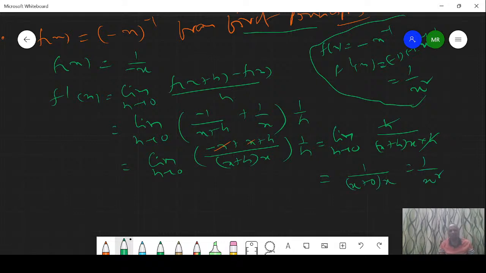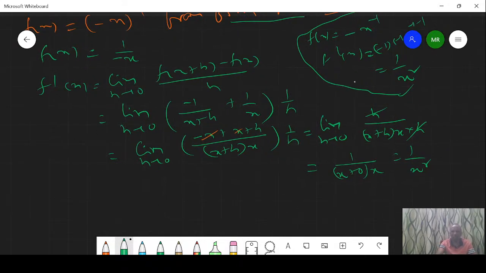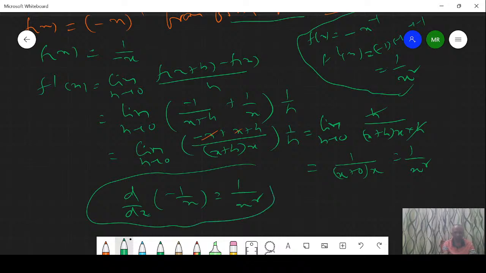So that means the derivative of minus 1 by x is 1 by x square. Because we have done here using the derivative of x power n, n into x power n minus 1, we got the same thing. Like that we can verify. So finally we got d by dx of minus 1 by x is equal to 1 by x square. Remember this.